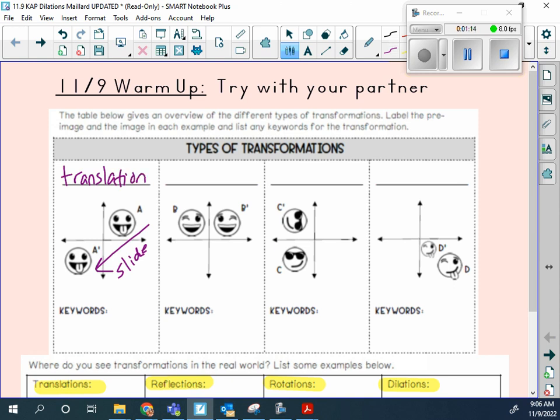Which is also kind of a funny word, because what else does the word translation mean? Where do you normally hear that word? In language. We're translating a language, so we're changing it, but we're trying not to change its meaning, it's just in a different format. So the key word here would be slide. Okay, now let's look at this one.